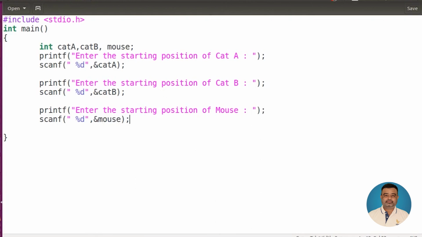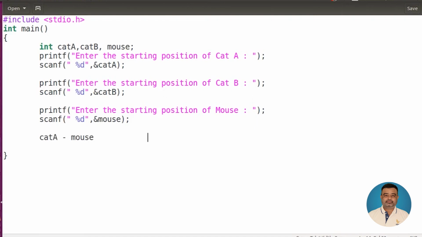Now what is the job? To find out the distance between cat A and the mouse, and the distance between cat B and the mouse. So how do we get the distance? We can get the distance by doing a simple subtraction. We can just say cat A minus mouse will give the distance between cat A and the mouse.